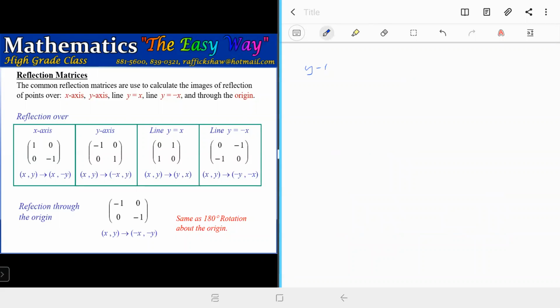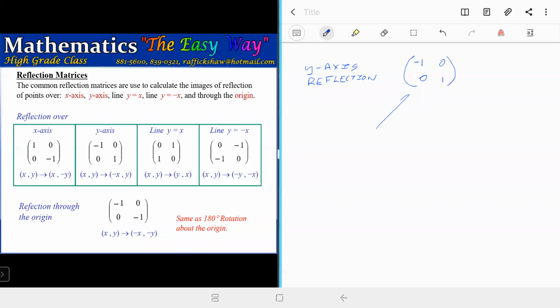I always remember that one in my head first. The y-axis reflection matrix, because it has the first -1 in it. That's the first one I remember. The y-axis reflection matrix is the one with the first -1 in it right there. And so the 1 is down here, 0, 0 there. That's my y-axis reflection matrix.